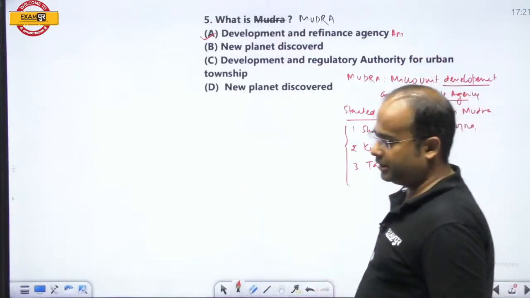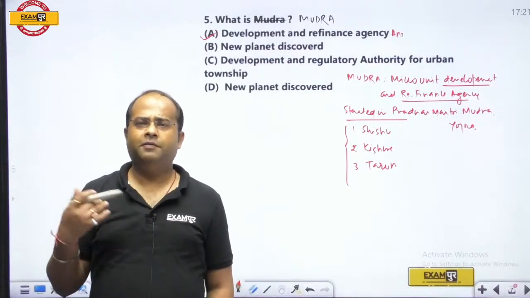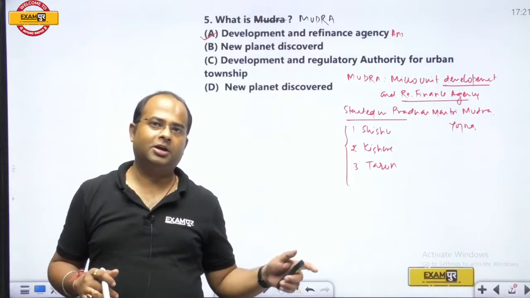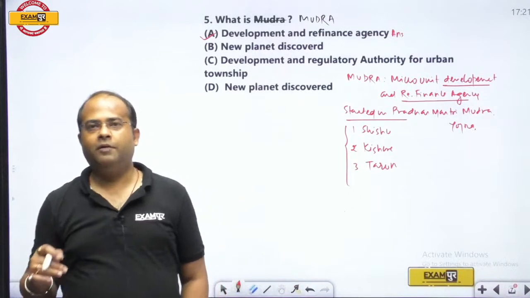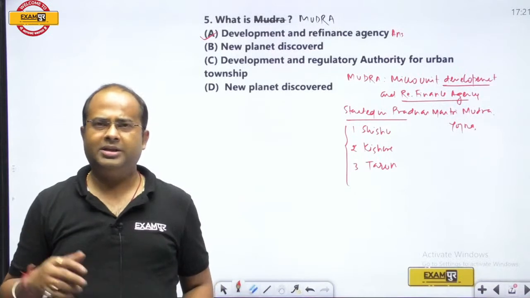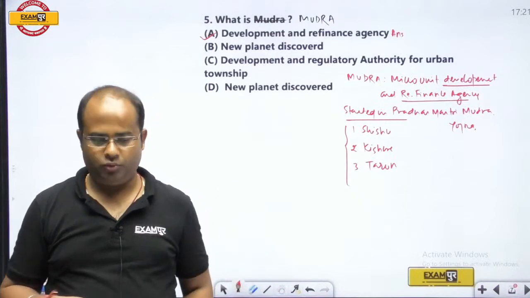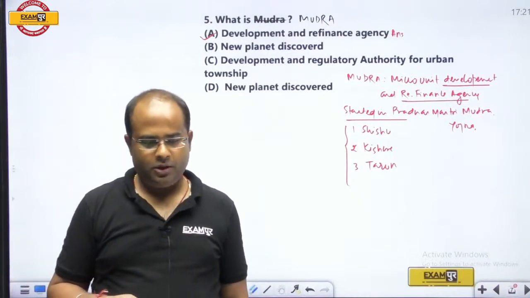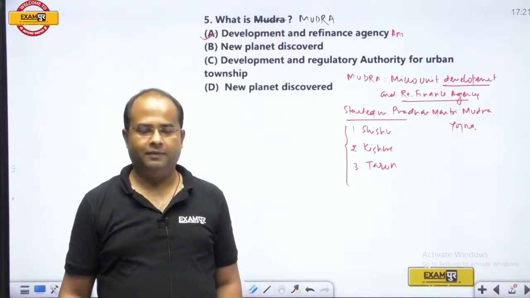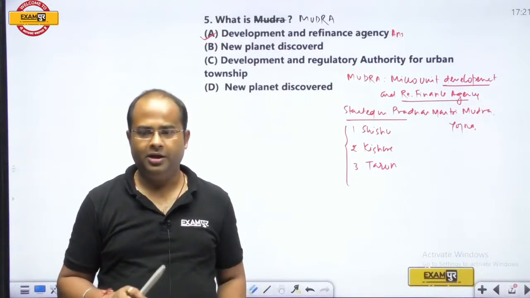Therefore, the correct answer will be, guys, option A, and it runs with the three schemes. For example, if a female wants to start a beauty parlor but does not have funds to start, she can take a loan under Pradhan Mantri Mudra Yojana. If a person wants to start a pickle industry at a micro level, which is very popular in the villages, the person can take a loan through Mudra Yojana. So the full form is Micro Units Development and Refinance Agency, which works under Pradhan Mantri Mudra Yojana.